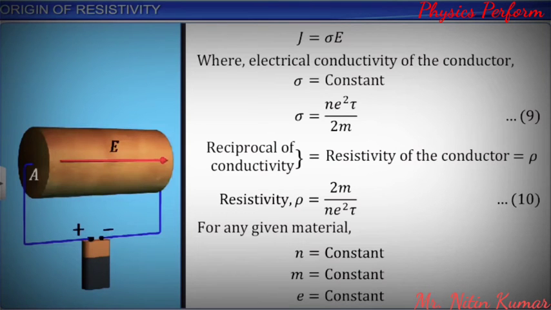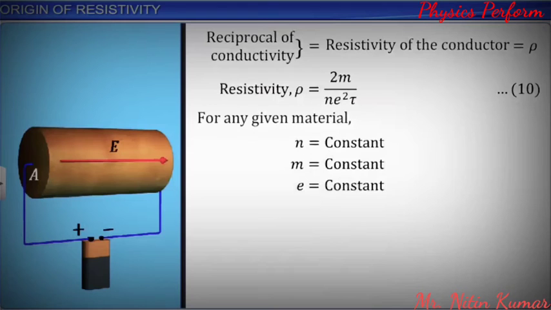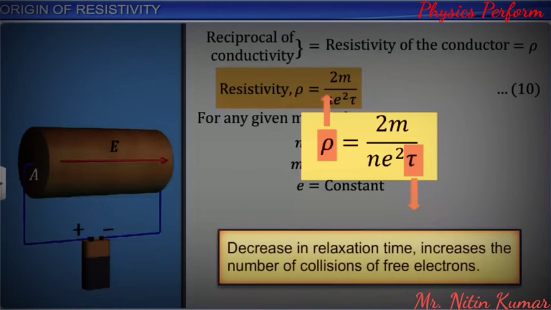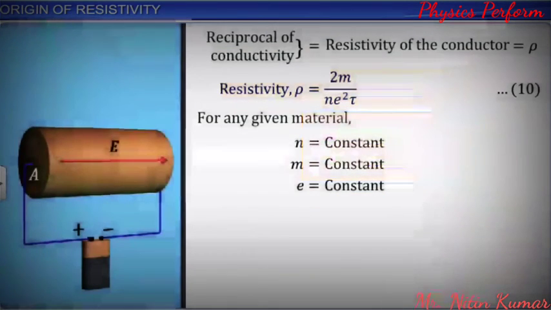Hence, from equation 10, it is clear that when the value of tau decreases, ρ increases. This implies that as the relaxation time decreases, the number of collisions of free electrons increases. The collision of the free electrons with the atoms of the conductor restricts their flow, and this causes resistivity of the conductor.